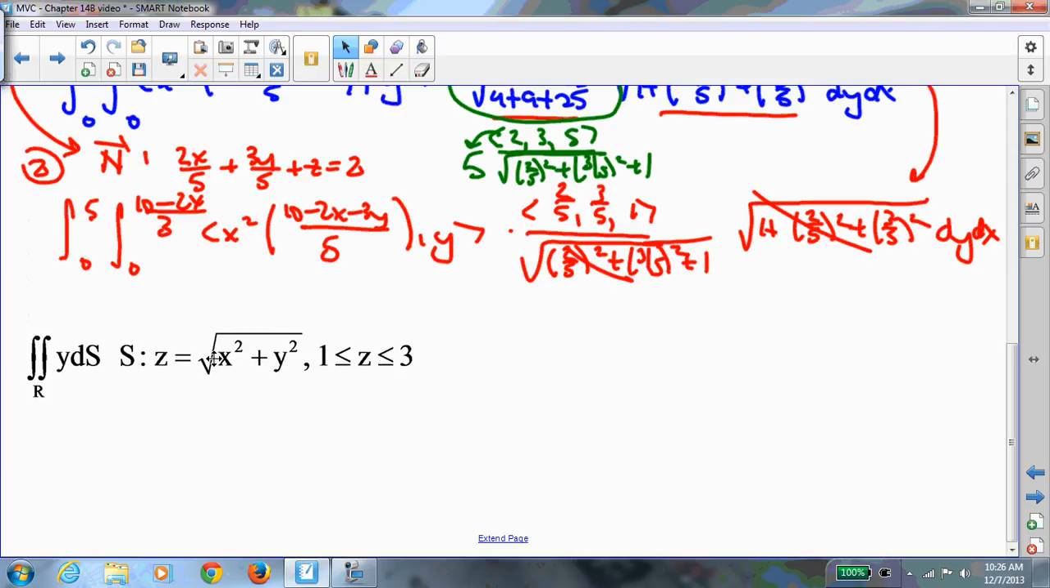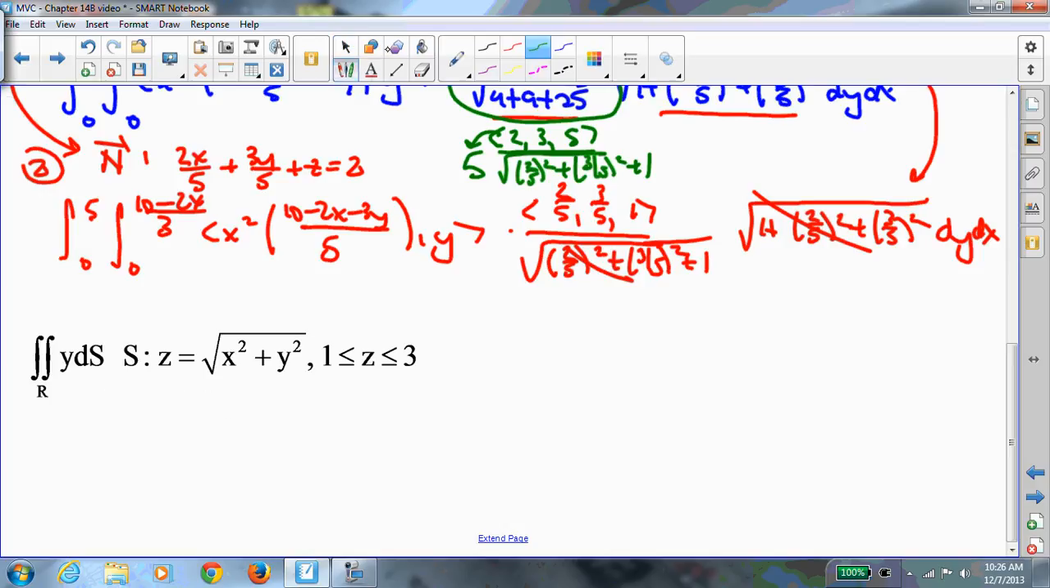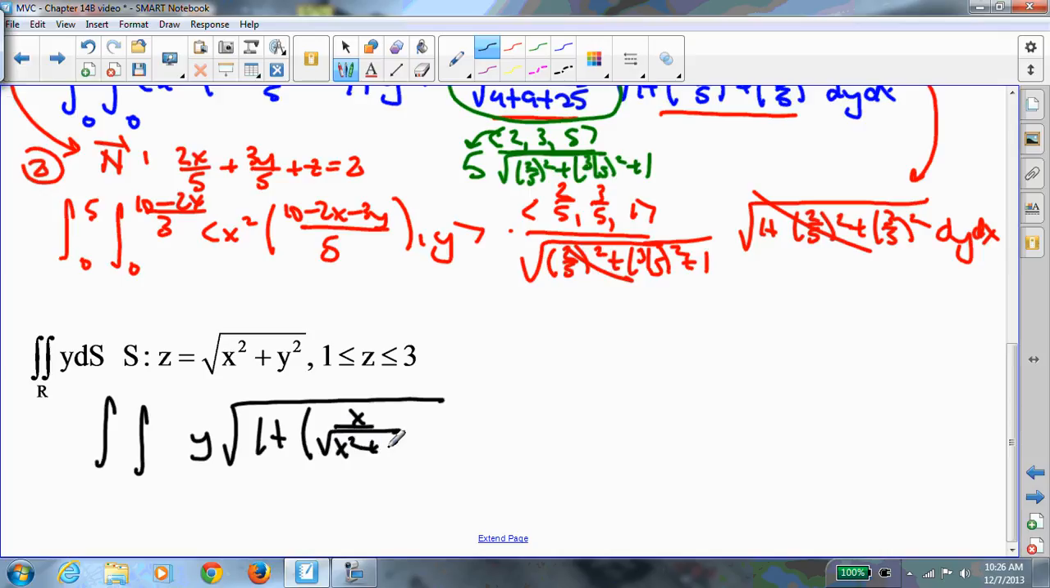The last one I have here is just something to do a little bit differently. And again, this one is a multivariable function because it's y times ds. There's no vector symbols anywhere. And I've already got z solved for. So for this one, y is good. ds is the square root of 1 plus z sub x squared. So that's x over square root of x squared plus y squared, quantity squared, plus y over the square root of x squared plus y squared, quantity squared, dy dx.